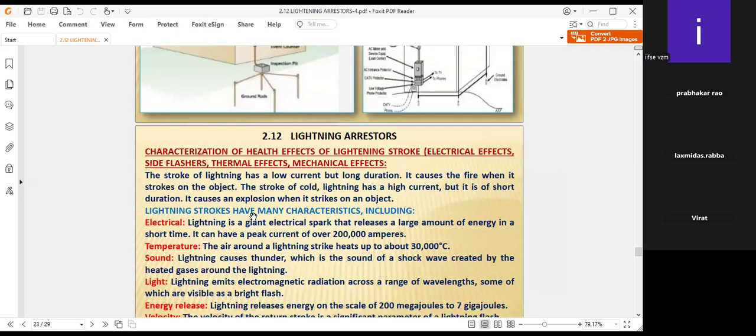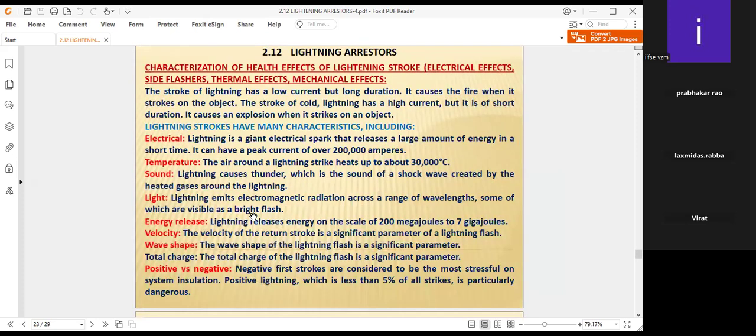Next one is the characteristics and health effects of a lightning stroke. Strike or stroke, whatever it may be. Strike means it is going to happen, but stroke means after it has happened. Lightning stroke effects are electrical effects, side flashes, thermal effects, and mechanical effects. These are the things we have to take care of. Very important: after the stroke happens, what are the things to be taken care of?